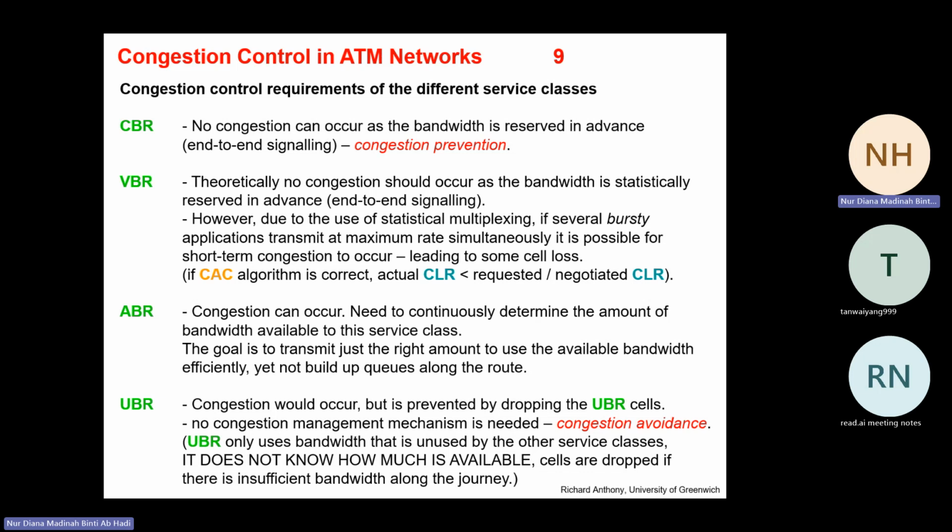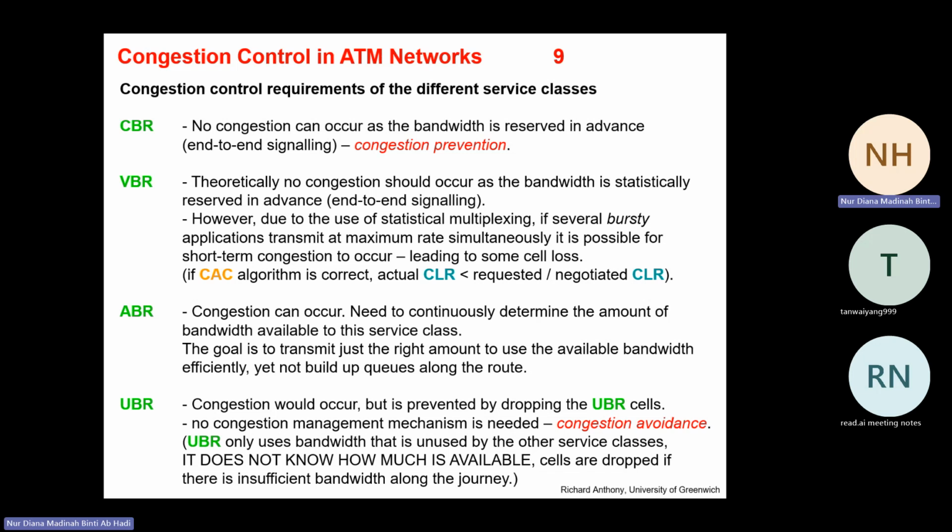For CBR, no congestion occurs as your bandwidth is reserved in advance, where they will perform end-to-end signaling. Therefore, when you use CBR, congestion is prevented. Then VBR, theoretically, no congestion occurs because your bandwidth is statistically reserved in advance. But due to statistical multiplexing, several bursty applications may transmit at the maximum transmission rate. That may cause short-term congestion, which can lead to some cell loss. If your CAC algorithm is correctly used, your actual CLR is less than the requested or negotiated CLR.